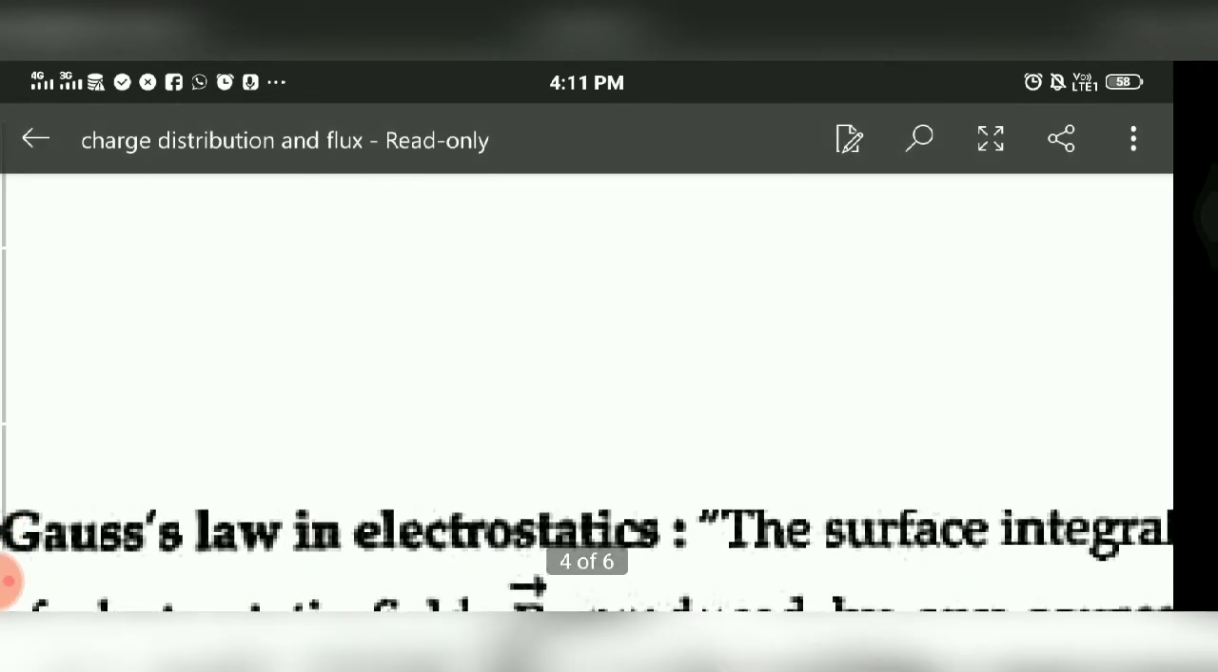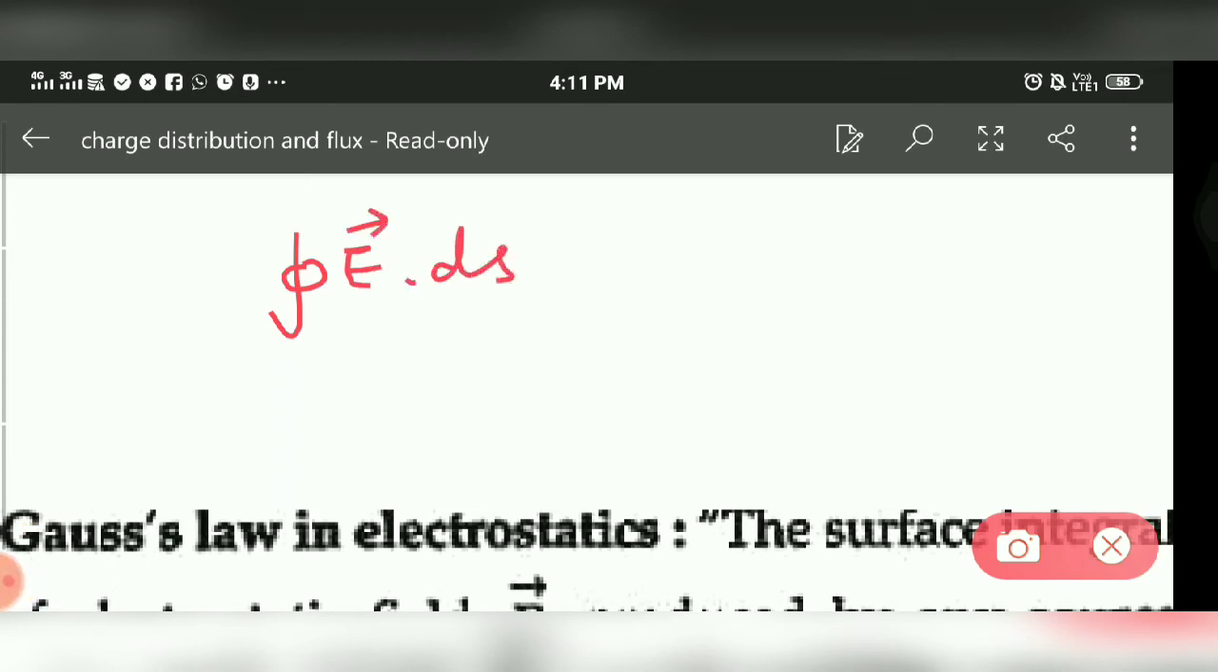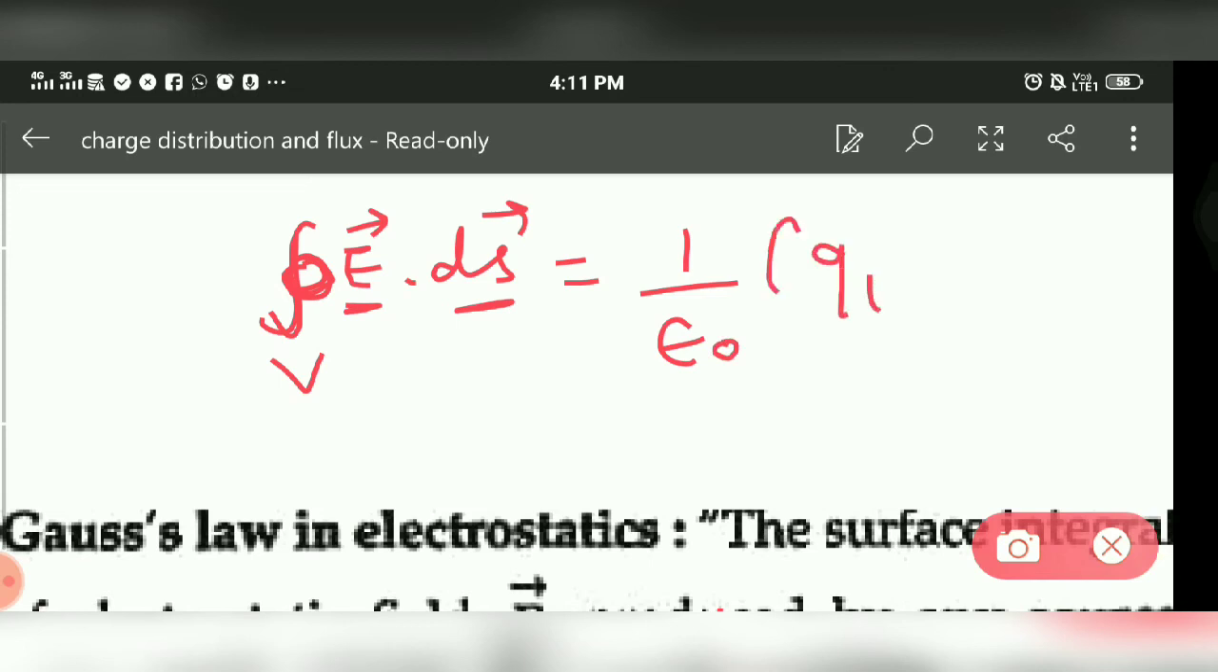So what is the definition of Gauss law? It states that the surface integral of the electric field over a closed surface enclosing volume V is equal to 1 by epsilon naught times the total charge enclosed by the surface.